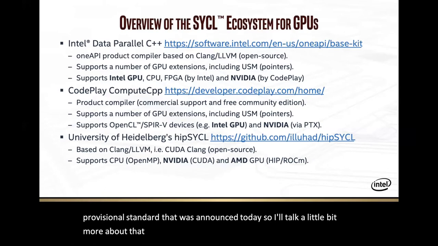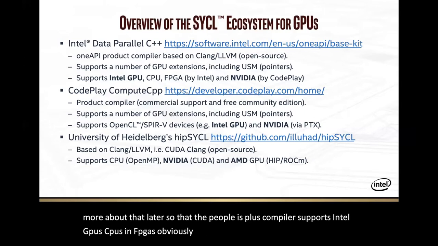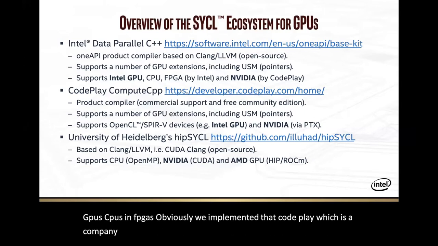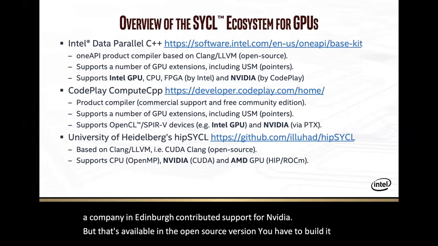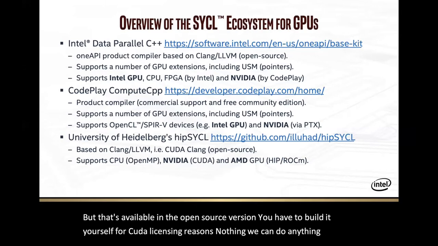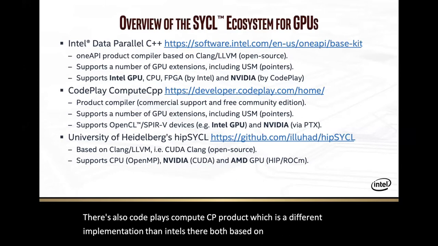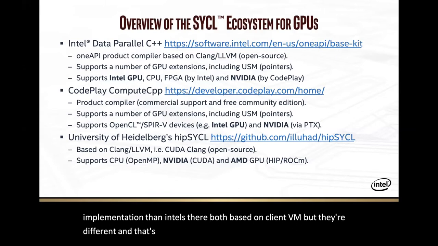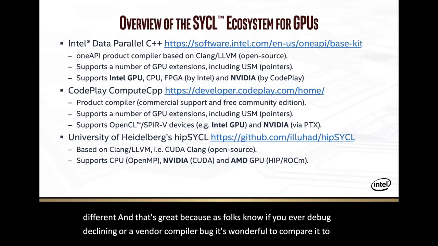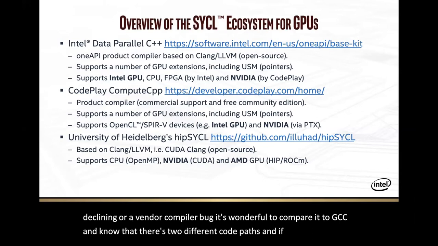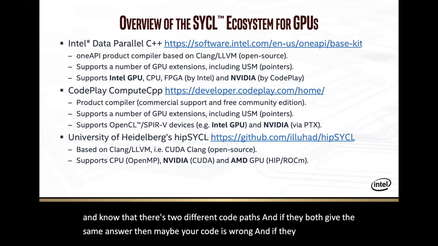So the DPC++ compiler supports Intel GPUs, CPUs, and FPGAs. Obviously, we implemented that. Codeplay, which is a company in Edinburgh, contributed support for NVIDIA, that's available in the open source version. You have to build it yourself for CUDA licensing reasons, nothing we can do about. There's also Codeplay's ComputeCpp product, which is a different implementation than Intel's. They're both based on Clang LLVM, but they are different. And that's great because, as folks know, if you've ever debugged a Clang bug or a vendor compiler bug, it's wonderful to compare it to GCC and know that there are two different code paths. And if they both give the same answer, then maybe your code is wrong. And if they give different answers, then maybe one of the compilers is wrong.